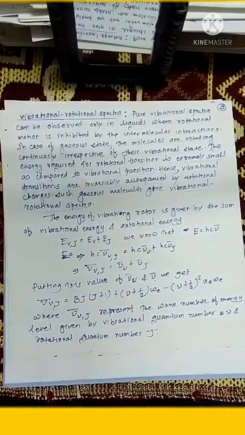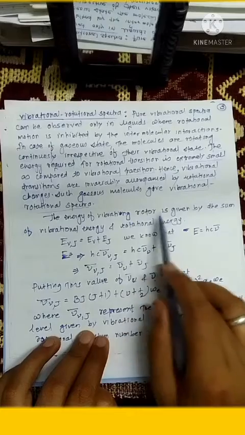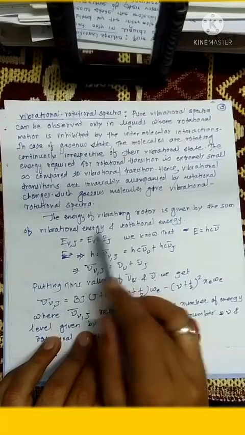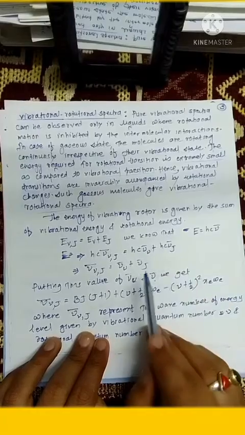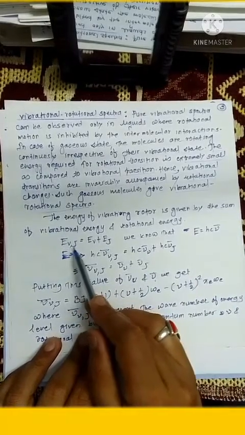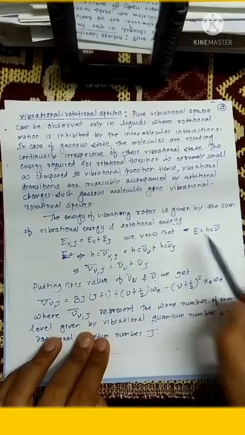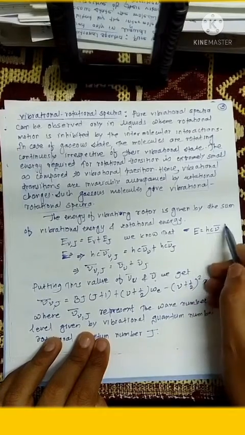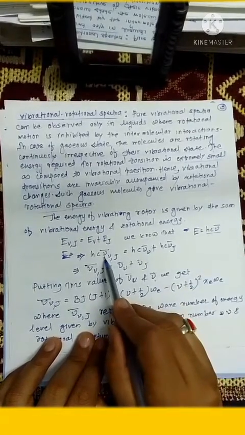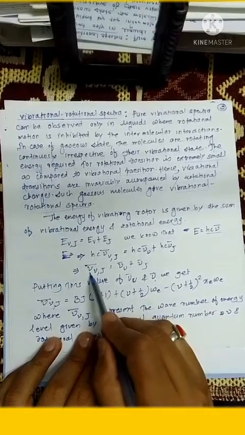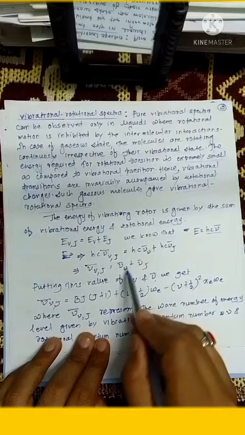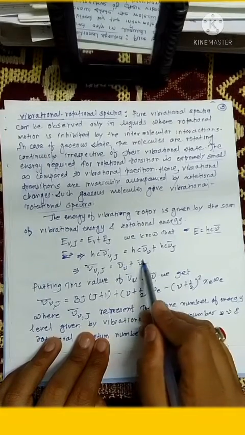So, we are basically going to discuss vibrational rotation spectra of gases. The energy of a vibrating rotor is given by the sum of vibrational energy and rotational energy. So E of nu comma j is equal to E of nu plus E of j. But we know that energy is equal to h c nu bar. So by using this formula, we can write nu bar of nu comma j is equal to nu bar nu plus nu bar j.